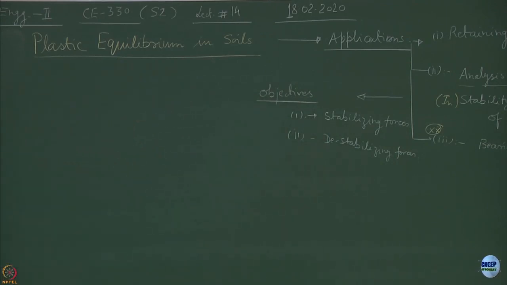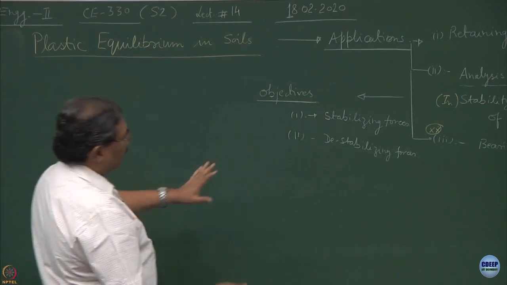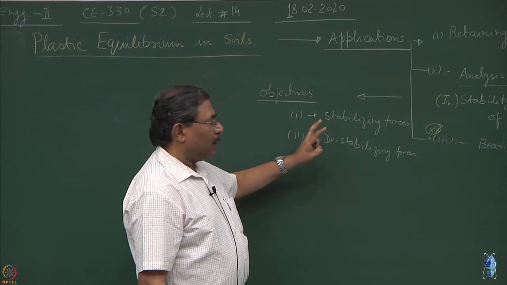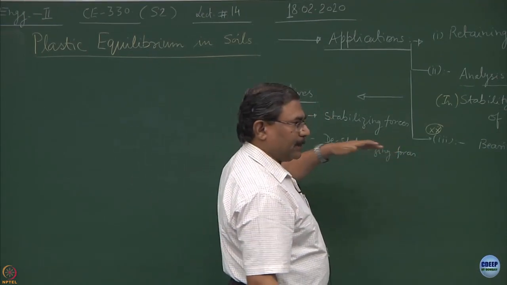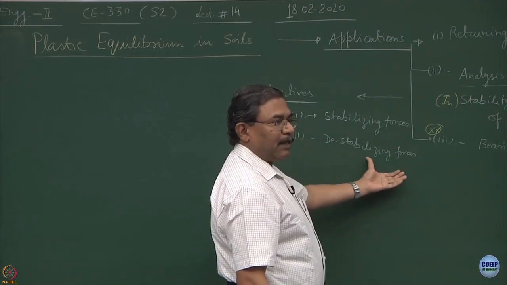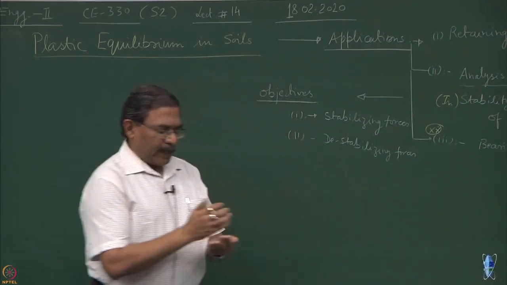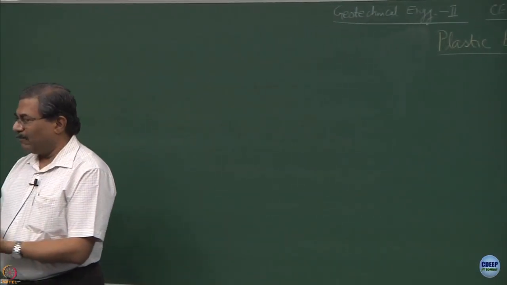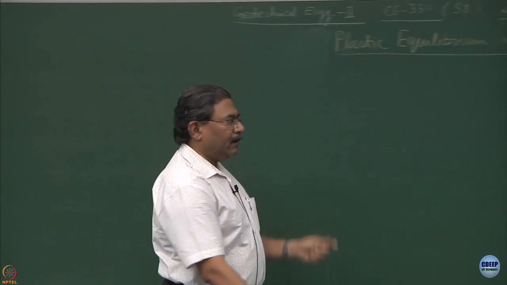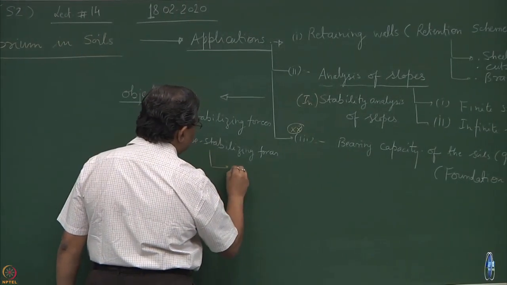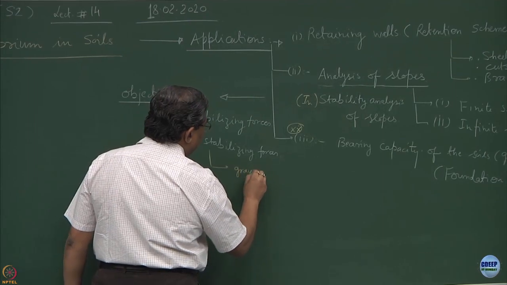In all these problems or the class of problems, what we try to do is we just try to analyze the system for two types of forces. One is the forces which are stabilizing a situation or the failure. And the another one is destabilizing forces. So, most of the time it so happens that destabilizing forces are gravity. So, destabilizing forces will be the gravity, number one.